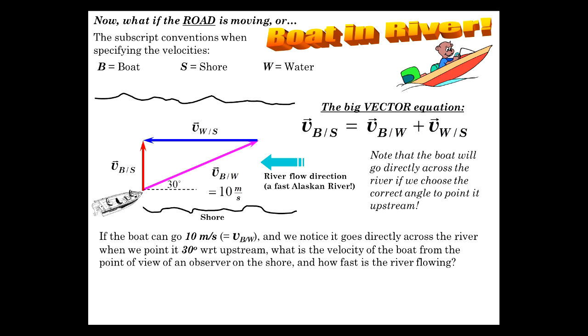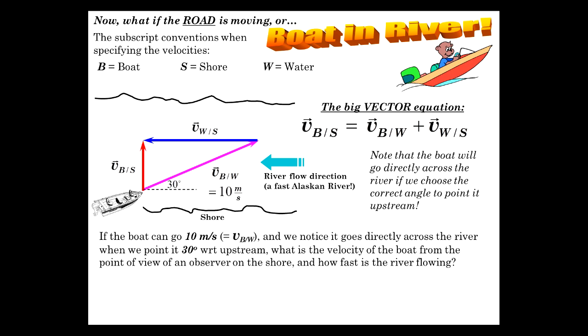So that's what my note is here. The boat will go straight across the river if we choose the angle correctly, really so that this rightward component equals the motion of the water itself. Then those will cancel out, and you'll get the boat moving straight across.